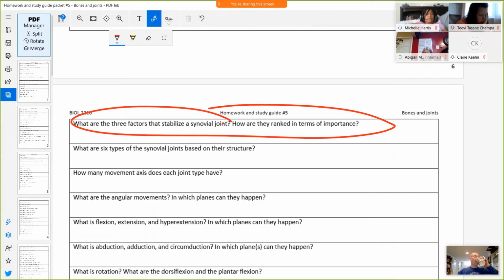Six types of synovial joint: plane, condylar, saddle, hinge, ball and socket, and pivot. Okay, there are 6 types based on the structure, based on the type of movement. Is that clear?